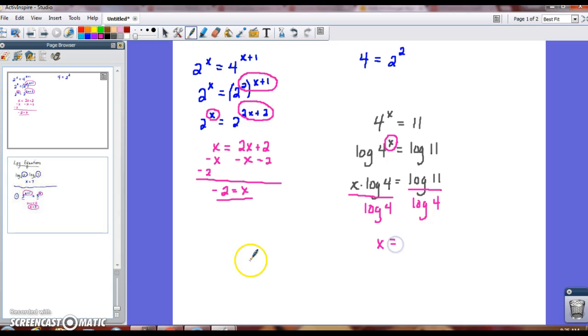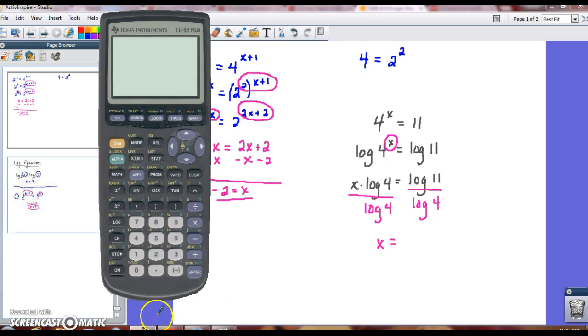And to do log of 11 divided by the log of 4, I can just do that in my calculator. So I've got log 11. Make sure that you close your parentheses. If you don't close your parentheses, you're going to get a different answer. Log of 4. Oops. I think I have one too many parentheses there. Log of 4.